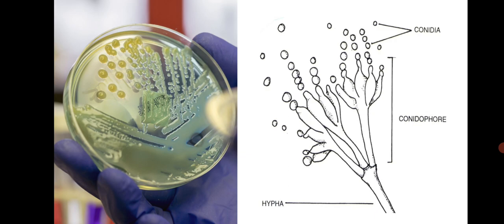Now you can see what the filamentous bacteria look like, and in this picture you can also see the formation of conidia at the apex of the filament.